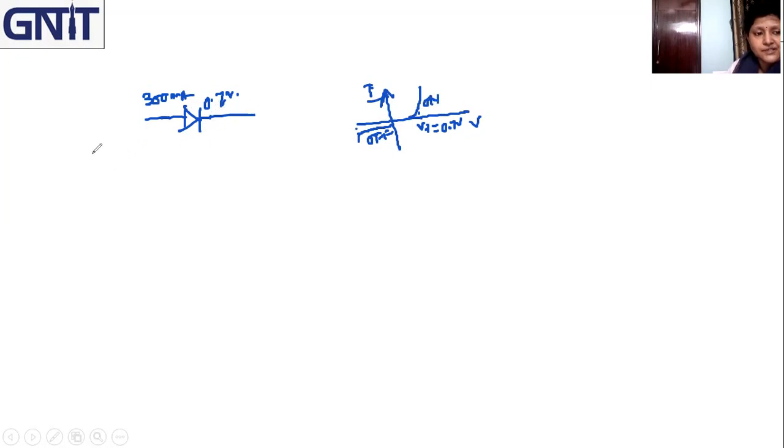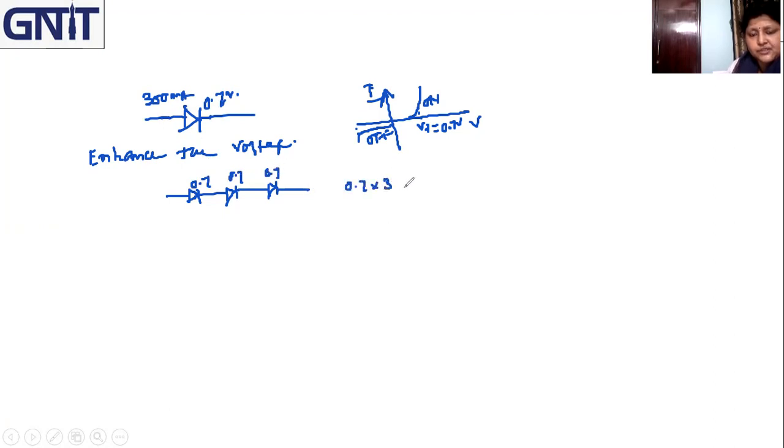Now you have to enhance the voltage rating. So how could you do it? If you put so many diodes in series, ultimately we get 0.7 volt consumption, 0.7 consumption, 0.7 consumption. So you are getting here 0.7 into 3 volt. That means we are enhancing the voltage in this way.